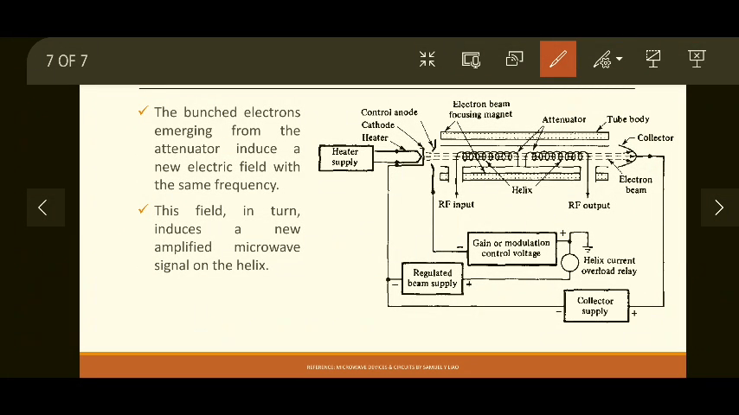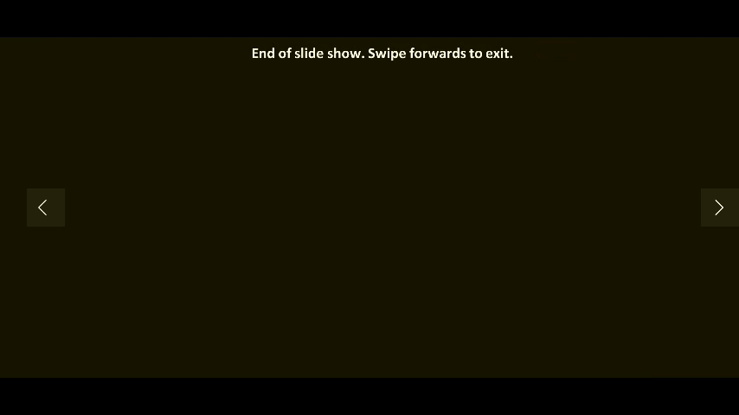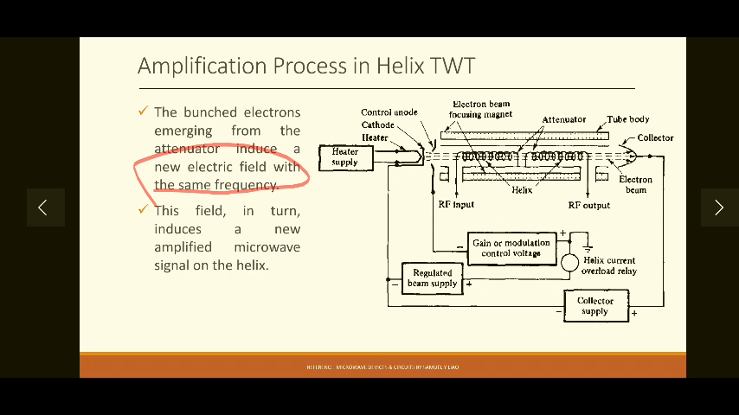So the bunched electrons emerging from the attenuator induce a new electric field with the same frequency. This field in turn induces a new amplified microwave signal on the helix. Okay, so that will be a small amount. So that is about the amplification process.